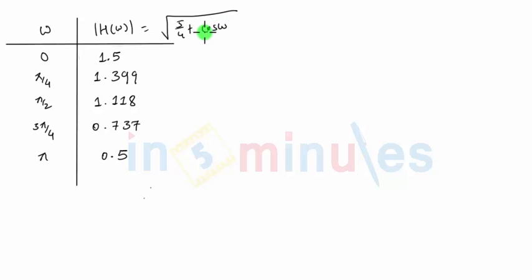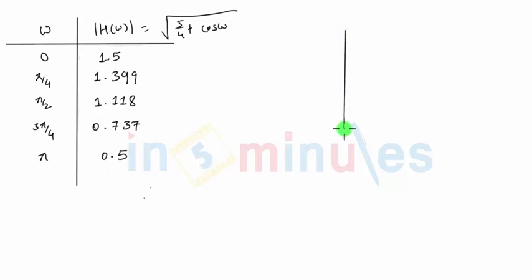When you put omega equal to 0, cos of 0 becomes 1. 5 by 4 plus 1 will be 9 by 4, and the square root of that will be 3 by 2, which is 1.5. And likewise, when you put omega equal to pi by 4, pi by 2, etc., you get all these values. So you can see it starts from 1.5, and as omega reaches its maximum value, which is pi, mod of h of omega will be 0.5.